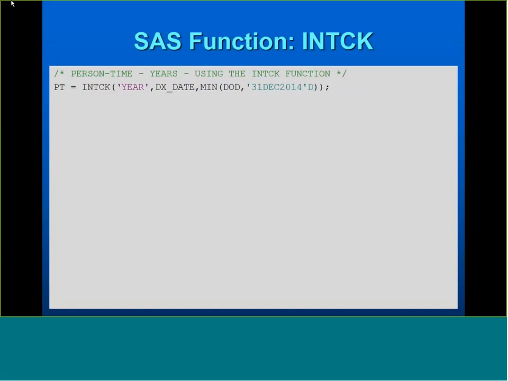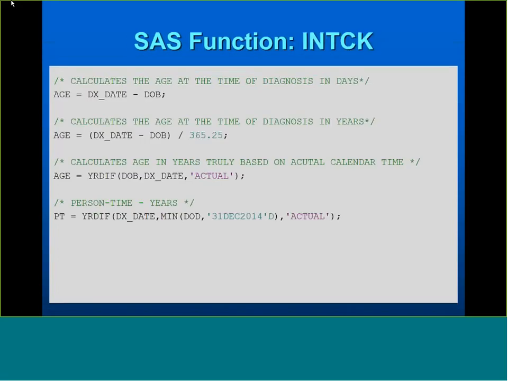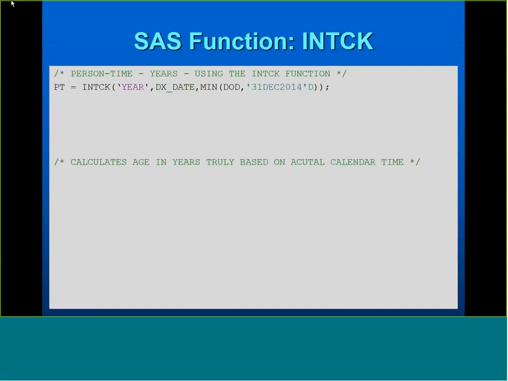And so if I was going to calculate that same person time that I calculated previously using the yrdif function, I would say that person time equals intck, and now I have to specify, again, just three parameters. The first one is, what is the time period that I want to be assessing here? So here I actually want to assess years. So what's the number of years between the two dates that I'm going to specify? And then subsequently you specify the two dates. So here it's the diagnosis date and the minimum of date of death or the last date of follow-up. So again, this would calculate exactly the same as what I showed you on the previous page using the yrdif function for calculating person time, except this is going to give me a little bit more flexibility.